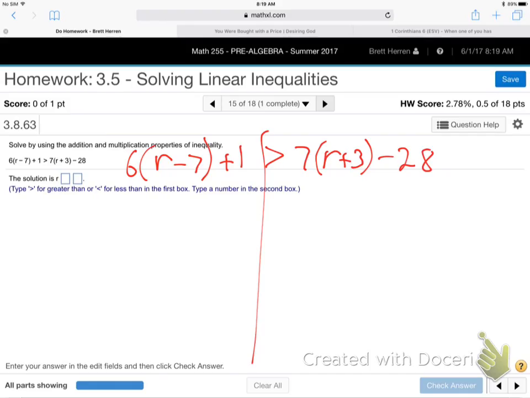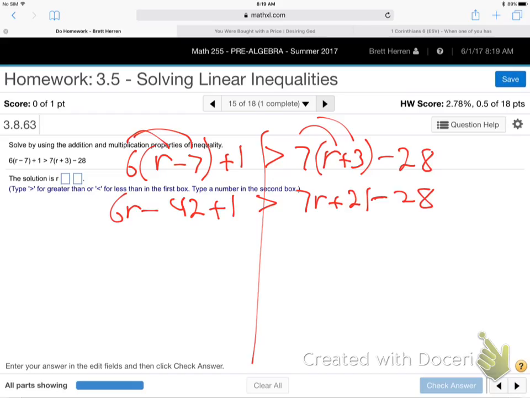Okay, feel free to check with those around you. Okay, so distribute. So 6r minus 42, distribute 7r plus 21. Good so far? Like that.